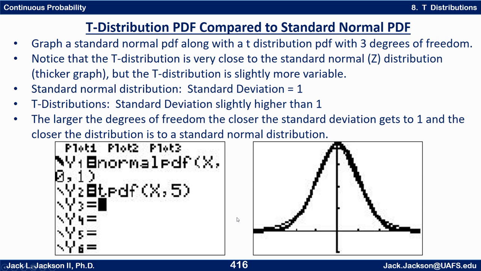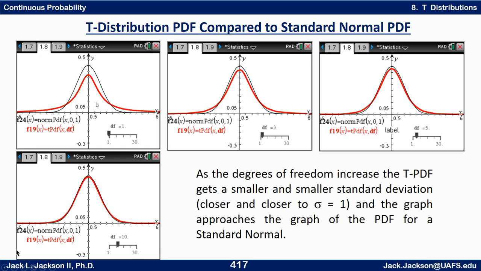It's a little easier to see with the Nspire here, and I've done several different ones actually on the Nspire. Here's one with 1 degree of freedom. Here's one with 3 degrees of freedom. Okay, and then 5 degrees of freedom, and then 10 degrees of freedom. And you see that it's approaching the normal distribution.